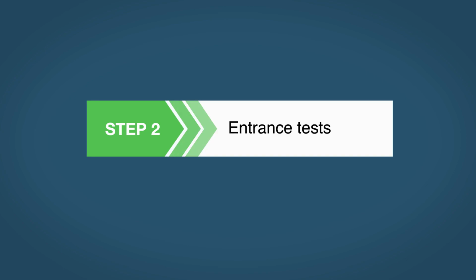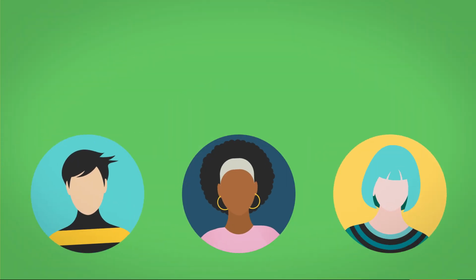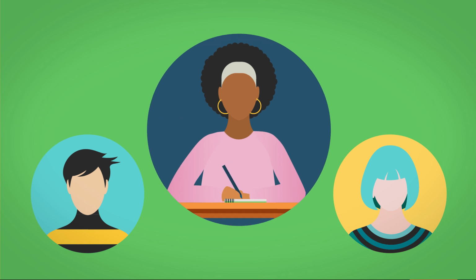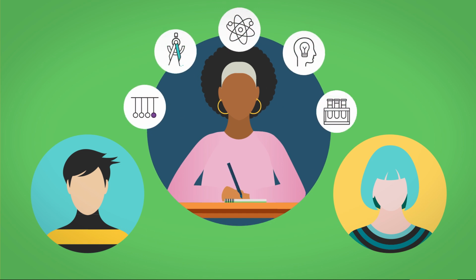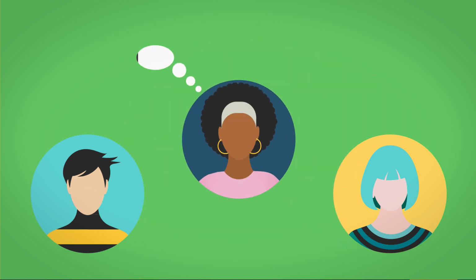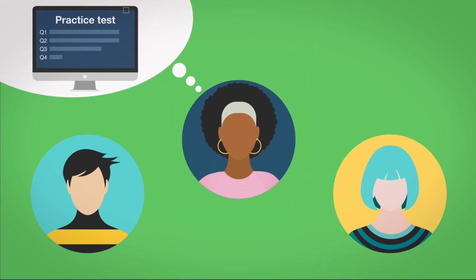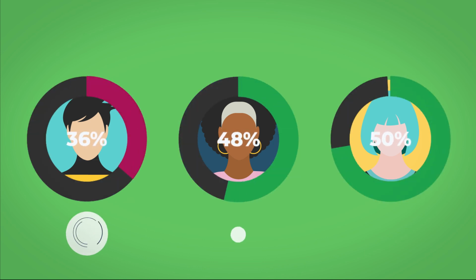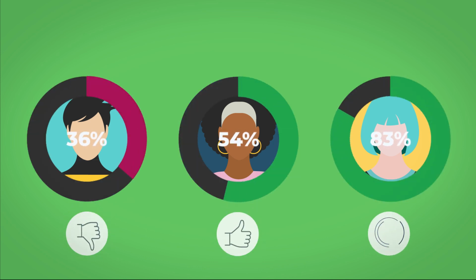Step 2. Entrance tests. If you're a suitable candidate, you will be selected to sit entrance tests in the subject areas relevant to the UPC subjects you've chosen. You can find practice tests on our website. It's a good idea to see how you do in these before you take your entrance tests. You'll need 50% or above to be considered for the next step of the process.